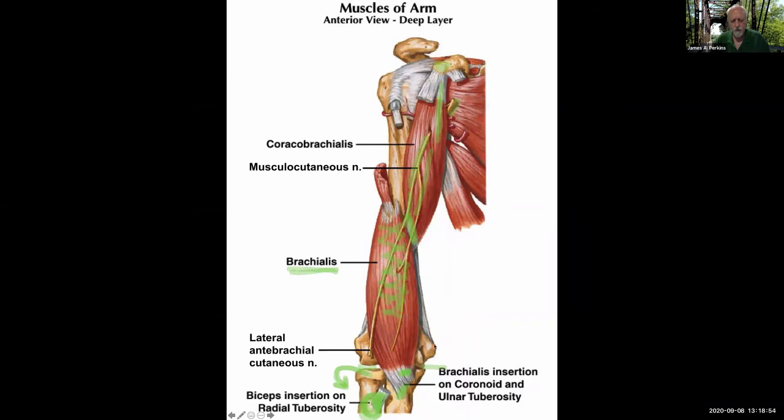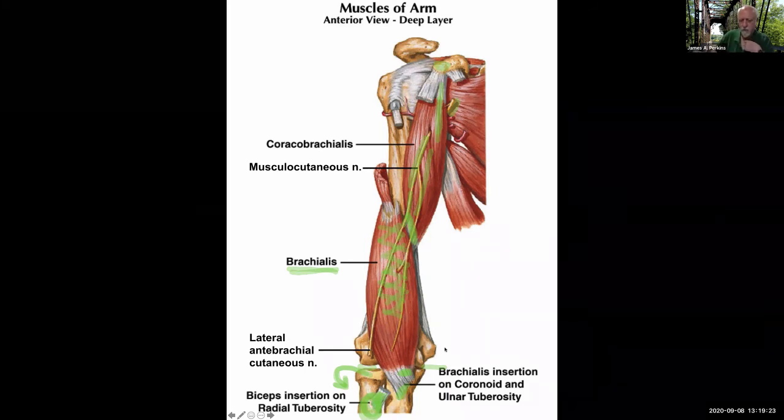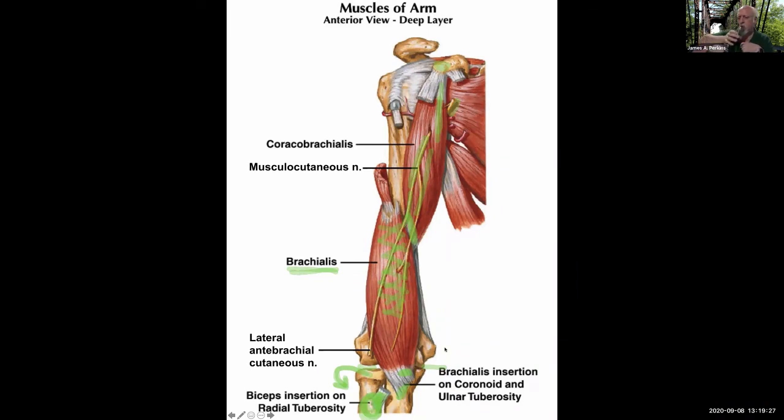So the brachialis muscle is crossing just one joint. The brachialis does not cross the shoulder joint. It only crosses the elbow. So the only joint that it can act on, therefore, is the elbow joint. And hopefully you can tell that just like the biceps brachii, the brachialis is going to be a powerful flexor of the elbow joint, or flexor of the forearm at the elbow joint. As a matter of fact, the brachialis is actually a stronger flexor of the elbow joint than the biceps brachii is.